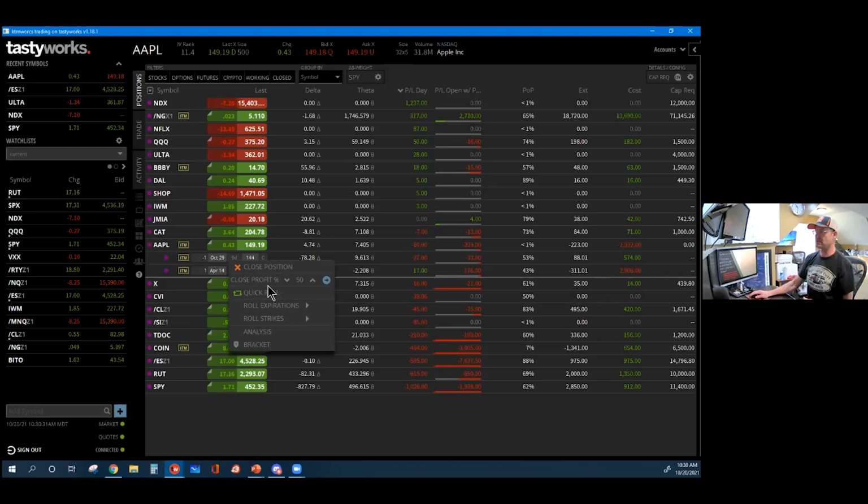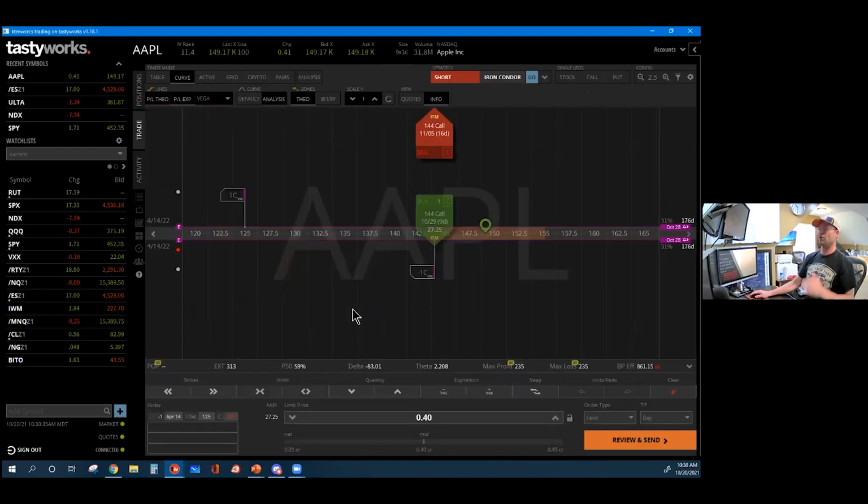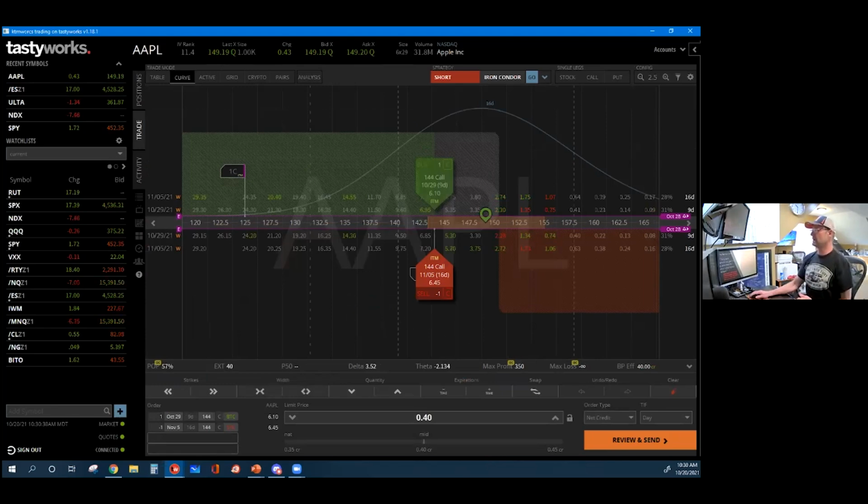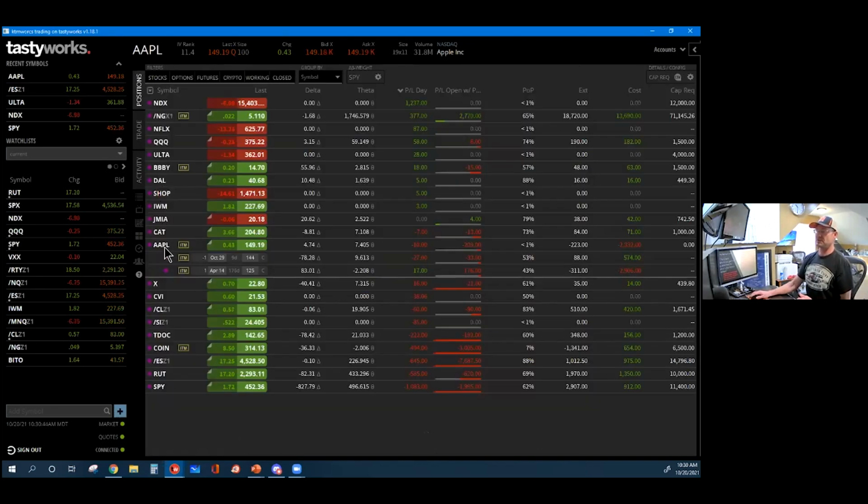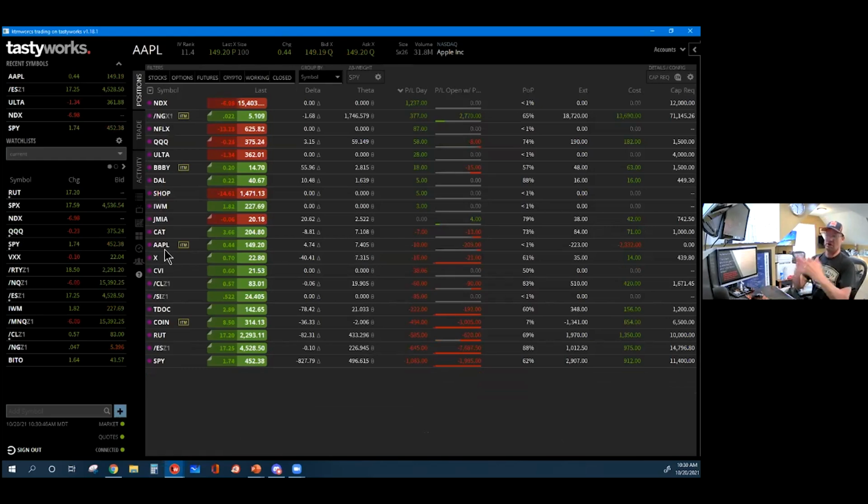But if we went to that and said that we did want to roll that out for another week, you can see that it would bring in about another $40. Okay, so the good and the bad of this trade now is that, the good, of course, is that we're in the profit zone.